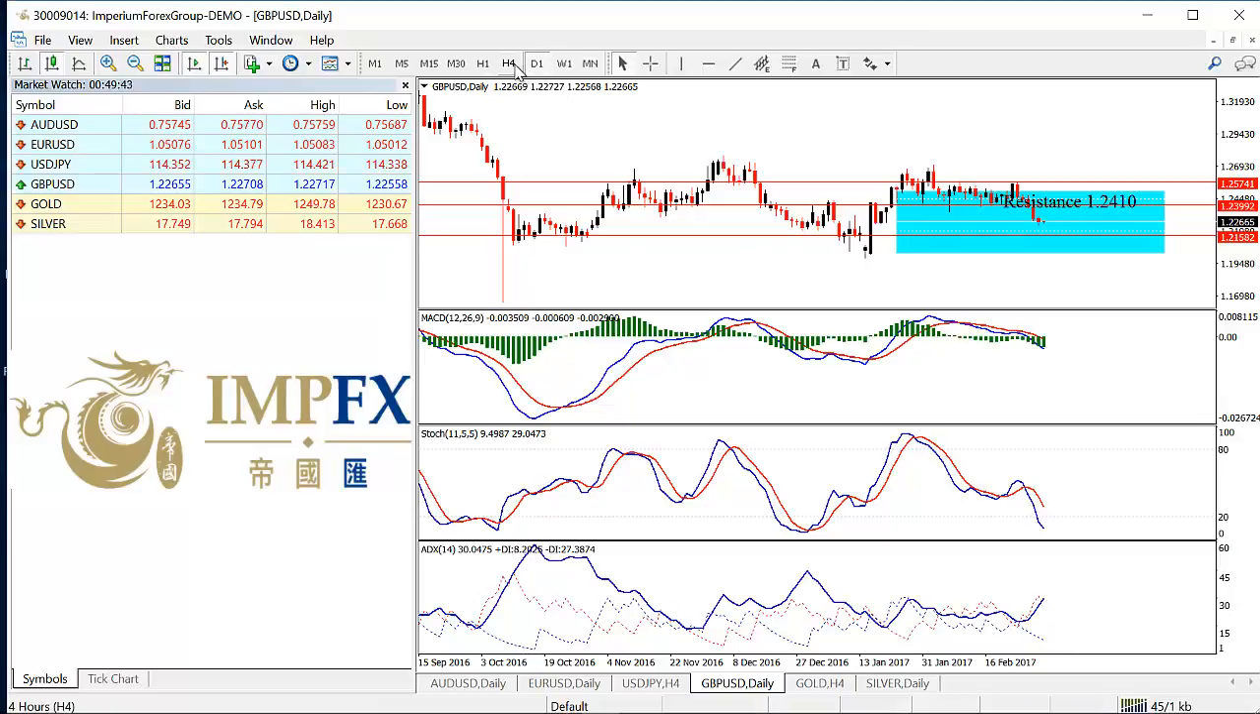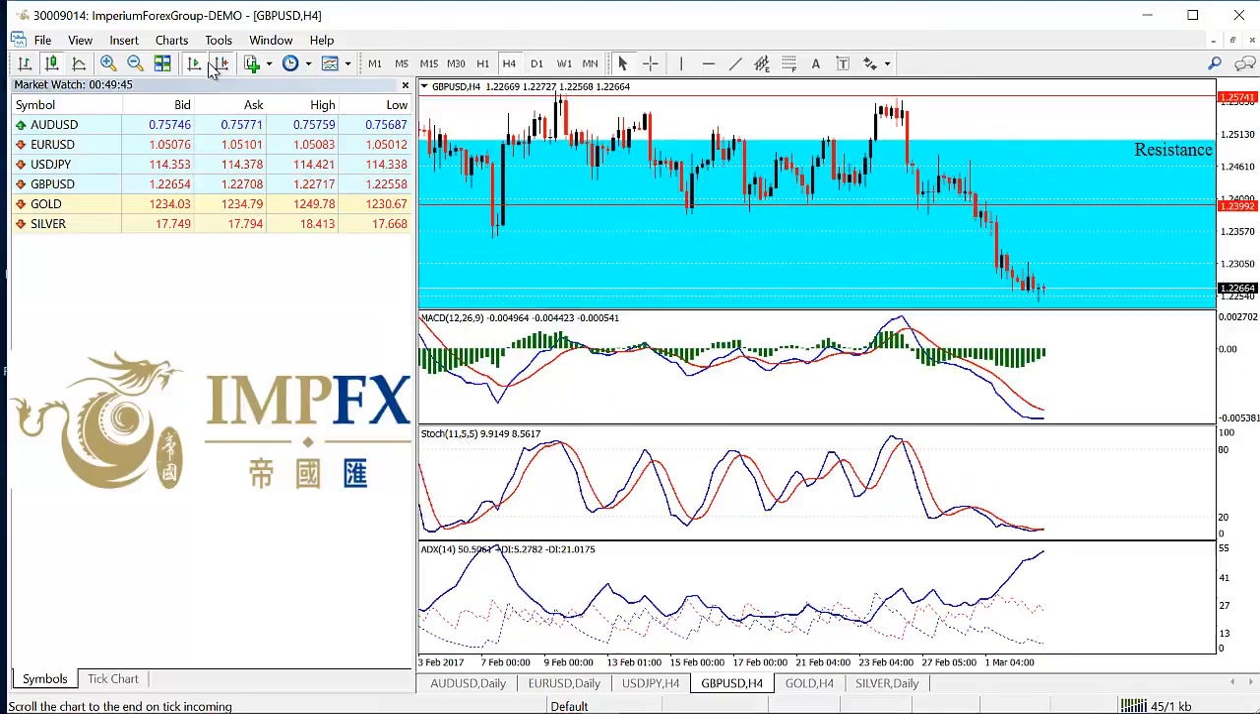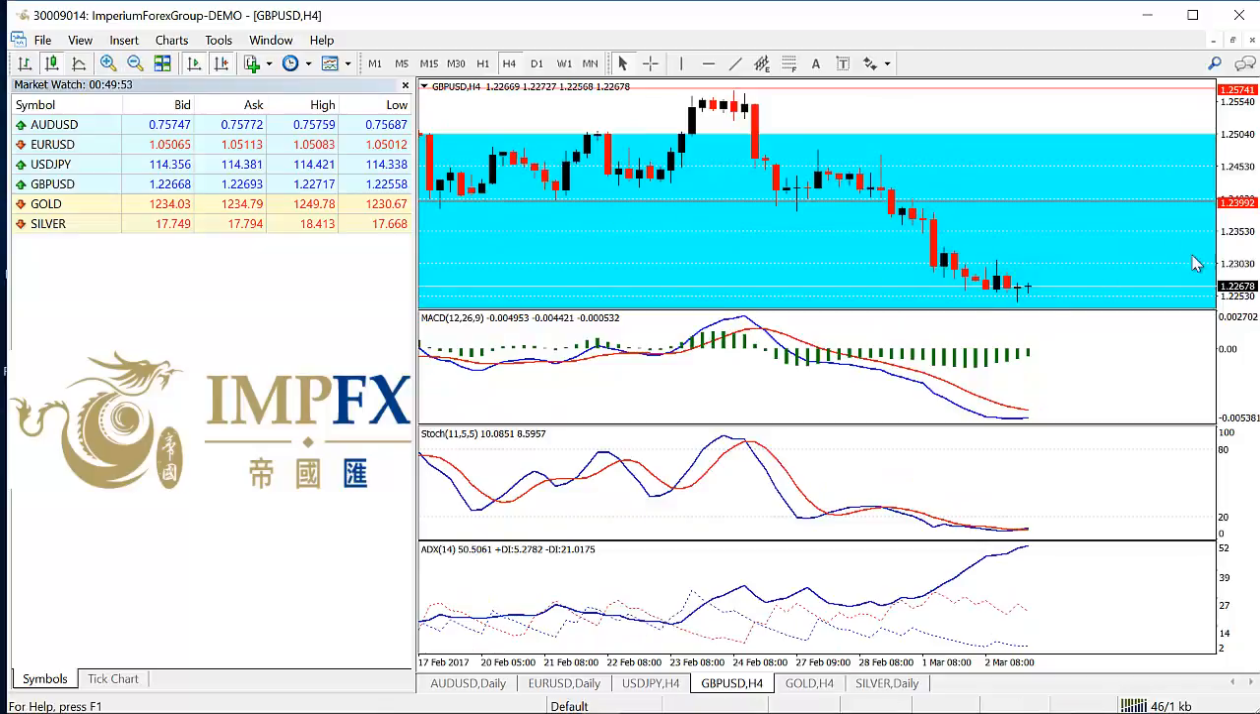So I do expect to see sterling weaker, and as I mentioned, any advances should find resistance now at 122.80 and higher towards the region of 123.35/45, which is around this level here.